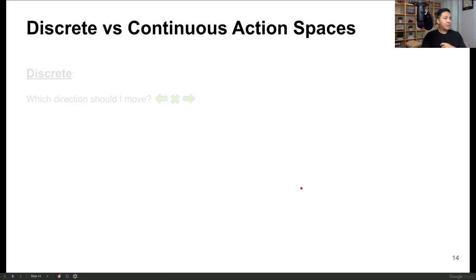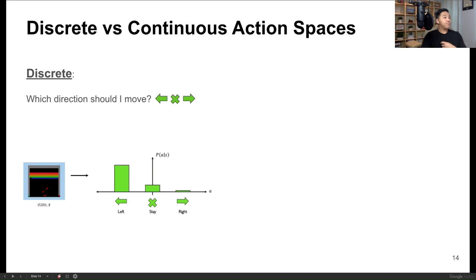Okay. So the advantage is, if you have a discrete action space, then you can do something similar to DQN. Basically you have a breakdown of different actions and then the probabilities of doing each. Really high probability of moving left here, lower probability, even lower probability of moving right. So you know that you should move left in this case.